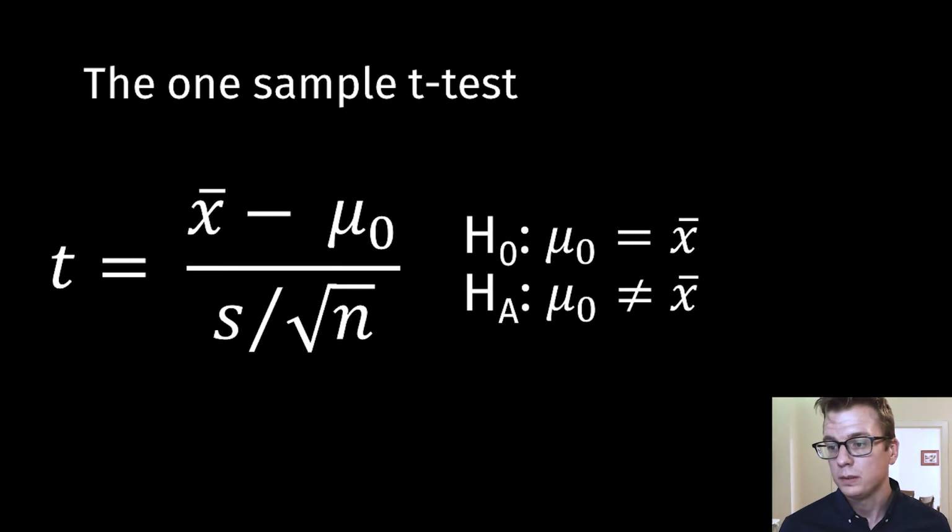So t equals x bar minus mu naught divided by s divided by the square root of n. Here, mu naught is the mean value proposed by the null hypothesis. The null hypothesis for a one-sample t-test is the population mean equals mu naught, and the alternative hypothesis is the population mean does not equal mu naught.